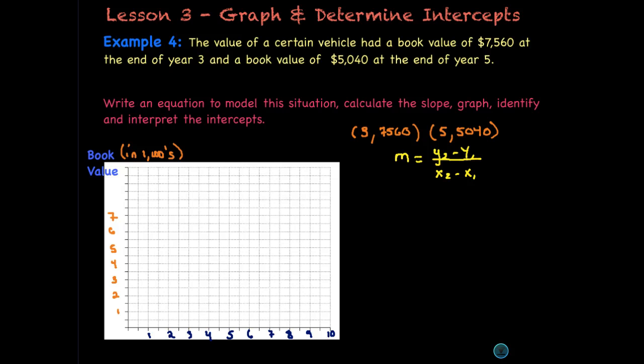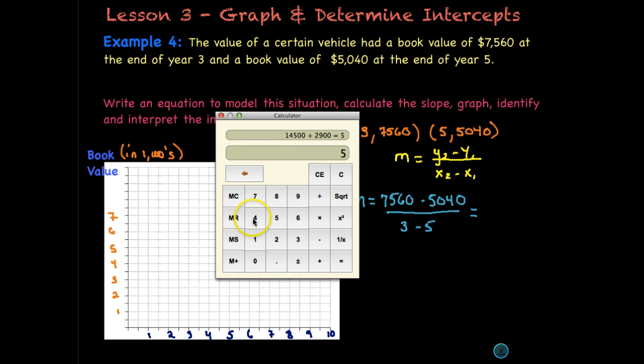Let's go ahead and calculate our slope. So I'll go ahead and call these x2, y2, and these x1, y1. So my slope is going to be 75.60 minus 50.40. That's the change in my y's, divided by 3 minus 5, change in x's.